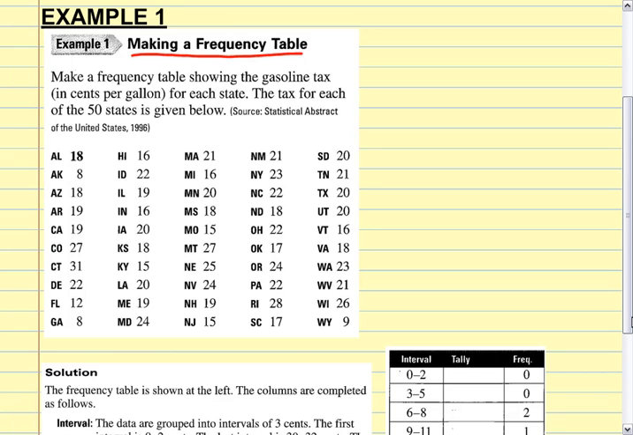Example 1, make a frequency table showing the gasoline tax in cents per gallon. You know, when you pay for a gallon of gas, part of the price is a gas tax, okay? And each state has a different tax per gallon. It may be 5 cents, it may be 15 cents. Okay, we'll see. Oh, it looks like it's much higher than that. All right? The tax for each of the 50 states is given below. So I got 50 states that I need to look at. All right? Now, let's go down here.